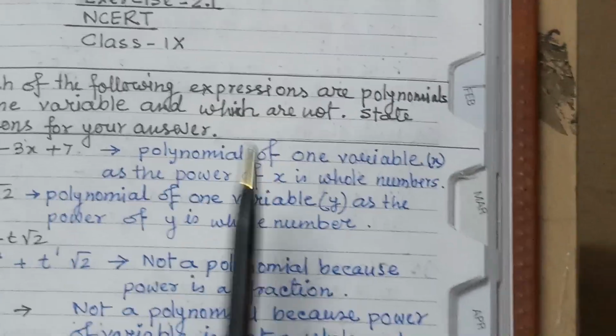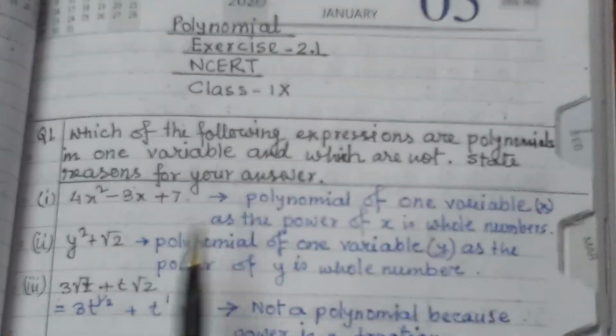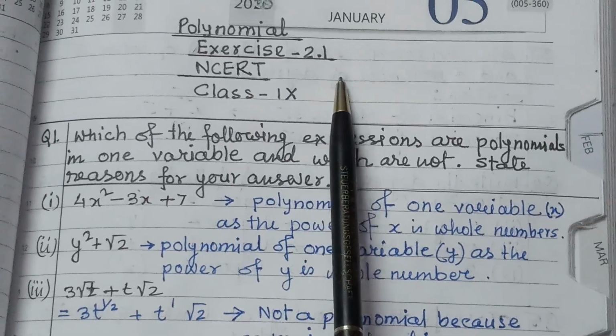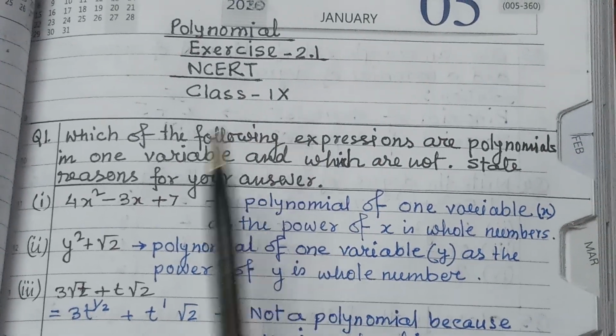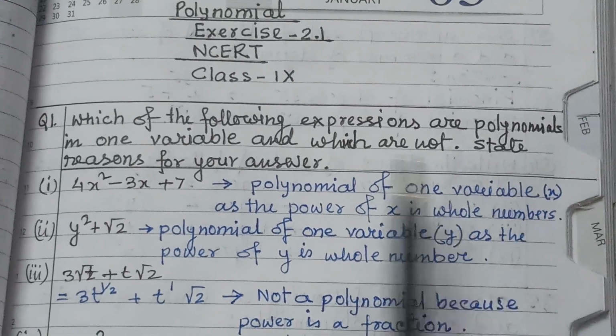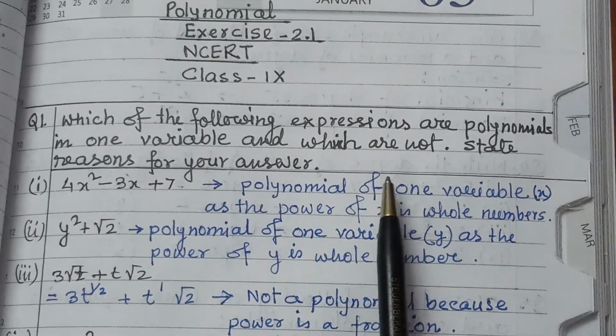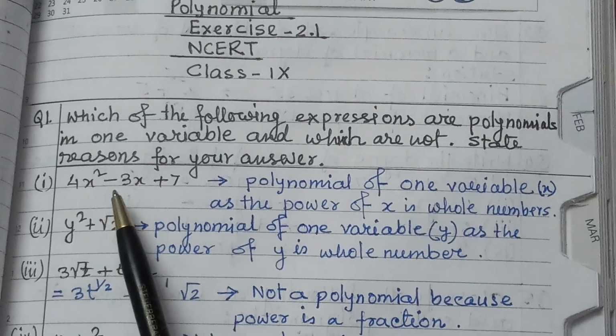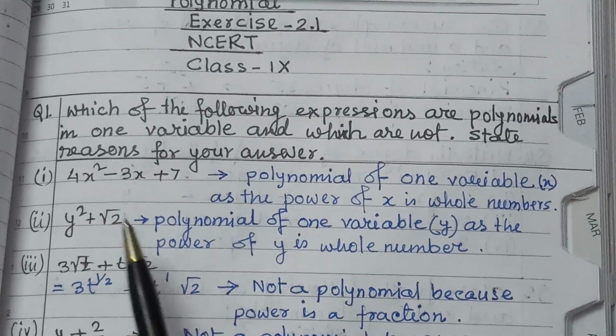Next, the chapter polynomial according to the questions. NCERT book exercise 2.1, class 9. Now first question: which of the following expressions are polynomials in one variable and which are not? State reasons for your answer.